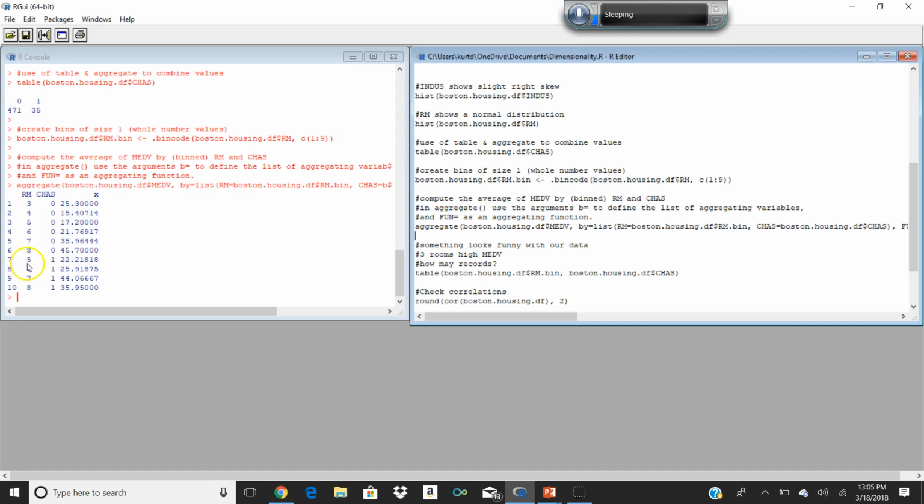Well, ironically, though, we do not have any records where there are 3 or 4 rooms that are actually close to the Charles River. We start at 5. So 5 rooms close to the Charles River, 6 close, 7 close, 8 close. And that's the end of our data set. It's binned our data, separated it out by the Charles River proximity, and calculated an average median value across each one of them. Okay? Something looks funny.